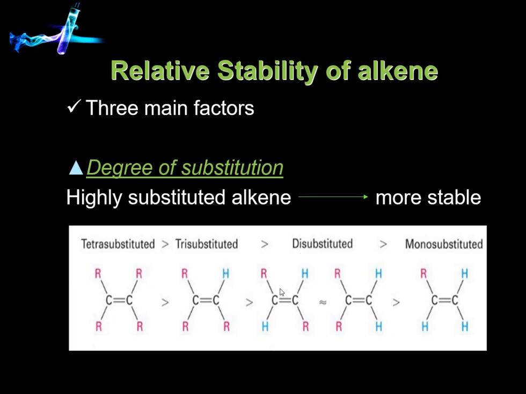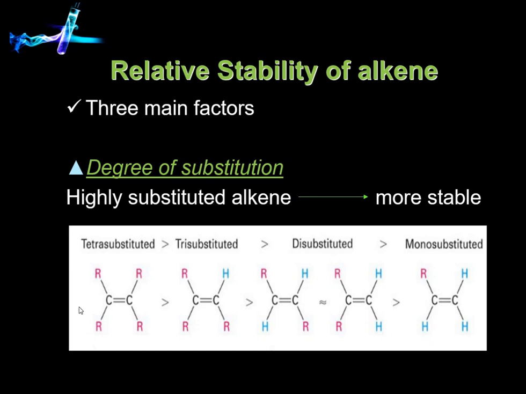Then comes di-substituted having 2 alkyl groups and 2 hydrogens. The alkyl groups can be on the opposite side or can be on the same side. And we can have mono-substituted in which there is only one bulky group. When we talk about their stability, we would say that tetra-substituted alkenes are usually most stable as compared to mono-substituted.